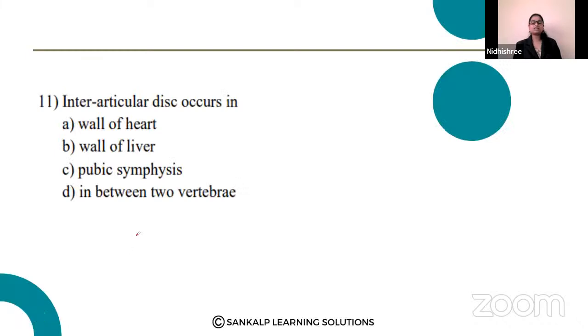Interarticular disc occurs in. Where is the interarticular disc found, so where does it occur? Option A, wall of heart; option B, wall of liver; option C, pubic symphysis; option D, in between two vertebrae.